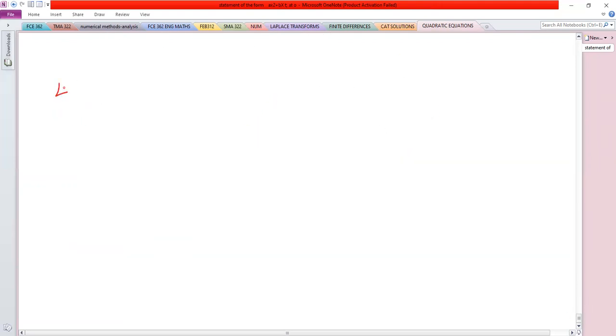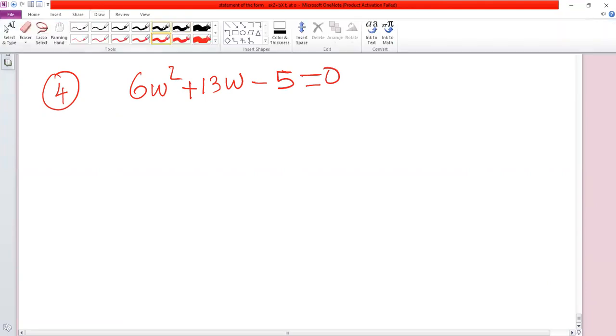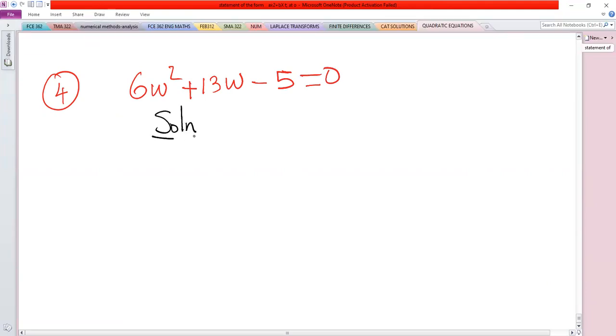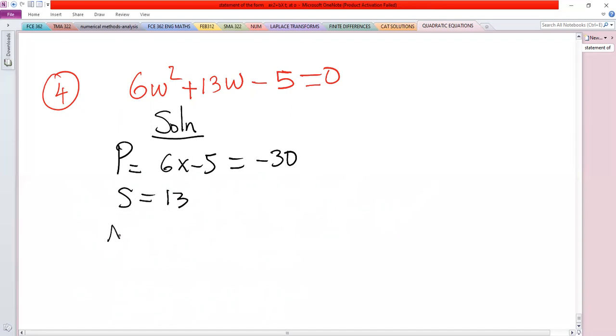And then number 4, we have 6w squared plus 13w minus 5 equals 0. Solution for this: first define the product, which will be 6 times minus 5, which is minus 30. Sum is 13. So we need two numbers whose sum is 13 and product is minus 30.